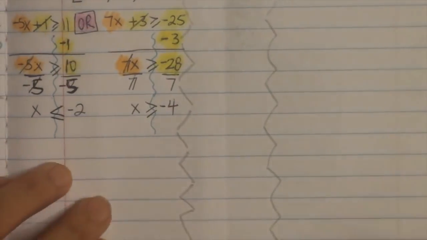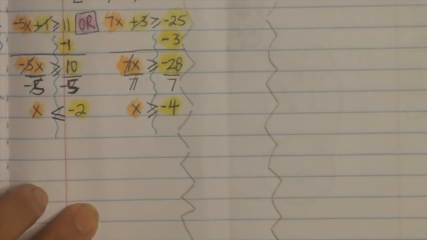This is a listening check. Put a triangle around negative 2 alone.